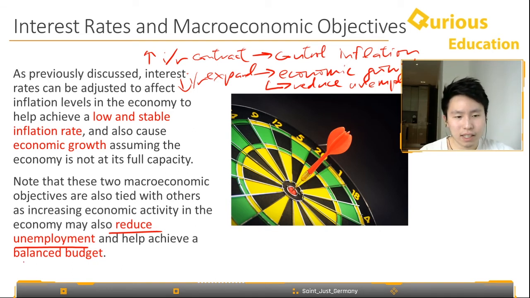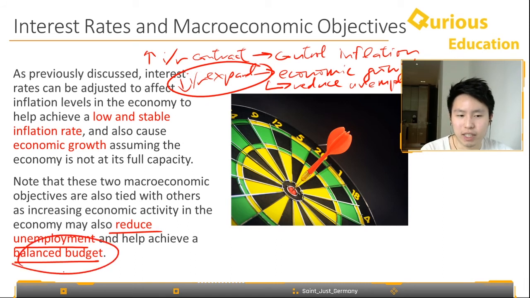And then finally, to help the government budget. How can we help the government budget using interest rates? Of course, we would want to expand the economy as well, because if the economy expands and GDP increases, then the government will be able to increase their tax base. So they will be able to tax us even more, and that would make them richer and help with the government budget. Okay.